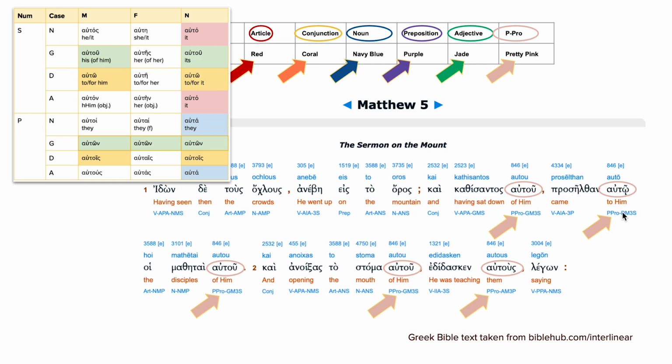And then the crowds came to him, autou. So to him is autou, and that's also a neuter, but in this case it's Jesus, so it's masculine. And then the disciples of him, autou, is of him again. And then his mouth, autou again. And notice how it doesn't matter if there's plural. If it's of him, it just stays autou.